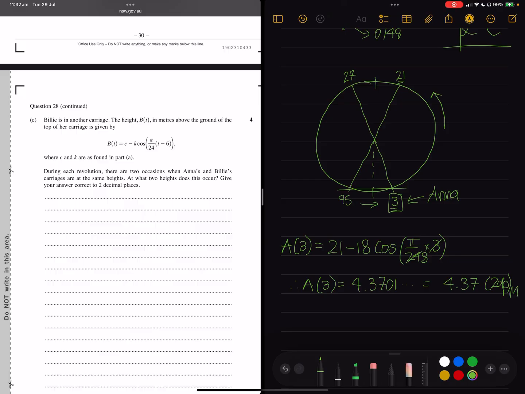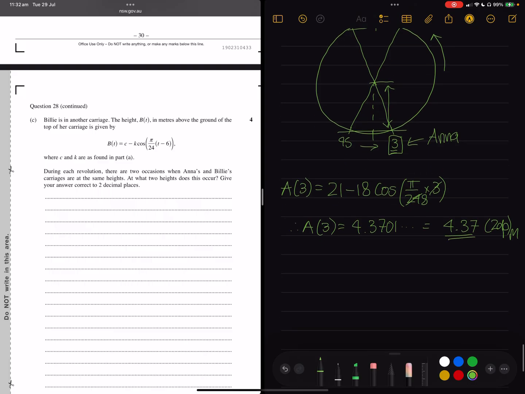Now the distance between 4.37 and the 21 line is the same as the distance between the 21 line and the top intersection, because the Ferris wheel is just a circle. So this is the first time.